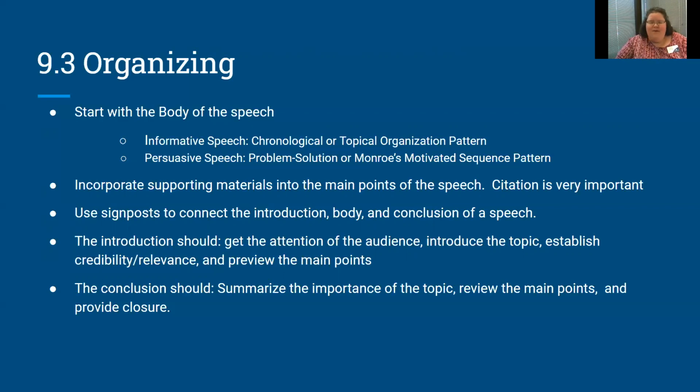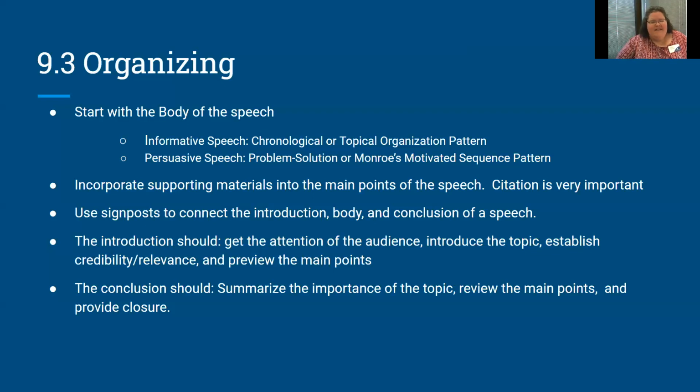You want to use signposts, which are transition statements, preview statements, and review statements that help connect the body of the speech to the introduction and the conclusion, and also that help you move through the body of the speech efficiently. It's going to be important that you speak those when you deliver the speech so that your audience has a good understanding of the organization.